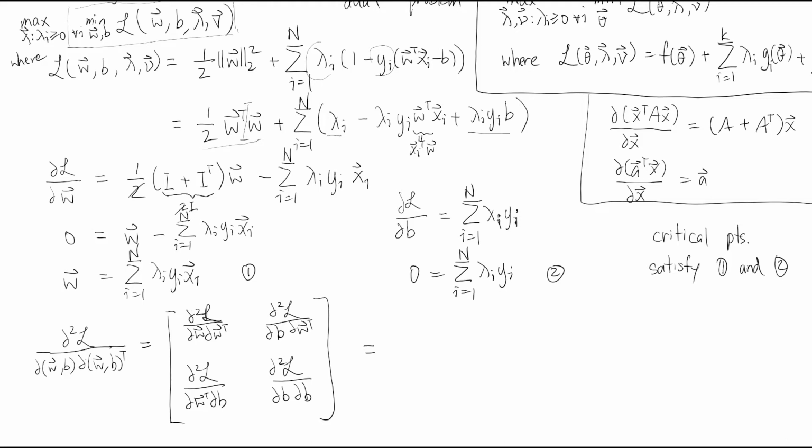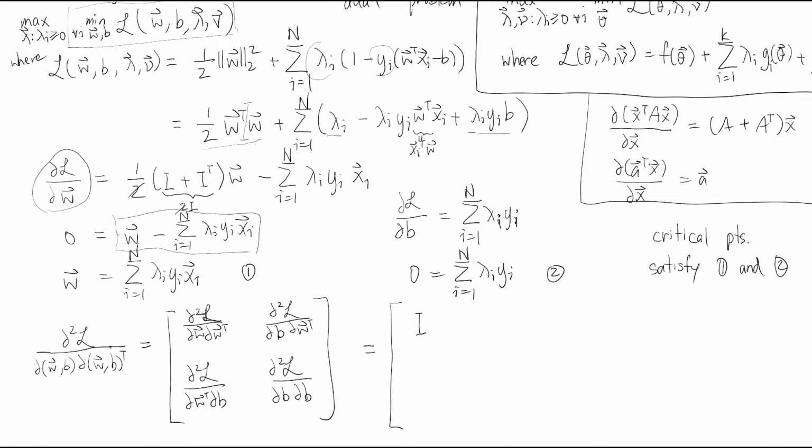So it turns out we can actually do this in one line. If you look at partial squared L partial W, what that means is that we have to look at what partial L partial W is, and that is actually here. And we just want to take the Jacobian of this partial L partial W with respect to W again. The only term that depends on W is the first term, and it's actually just W. So then the top left part of the matrix is just identity.